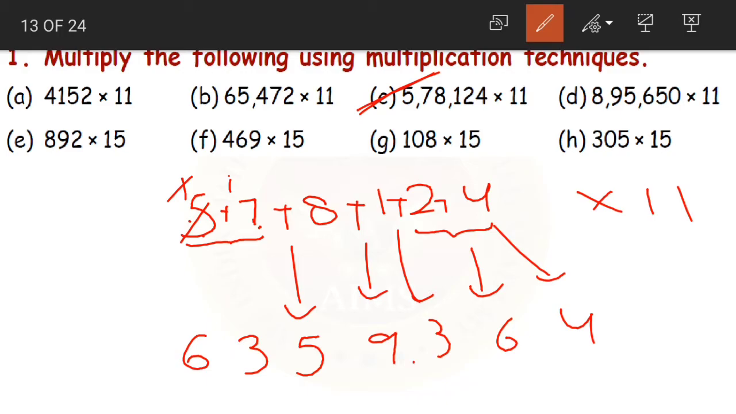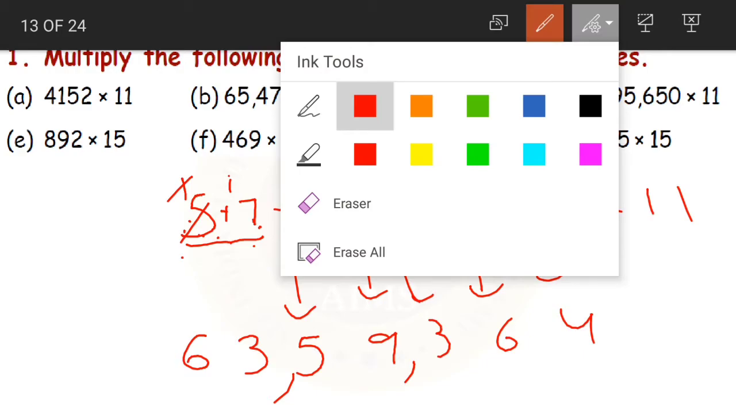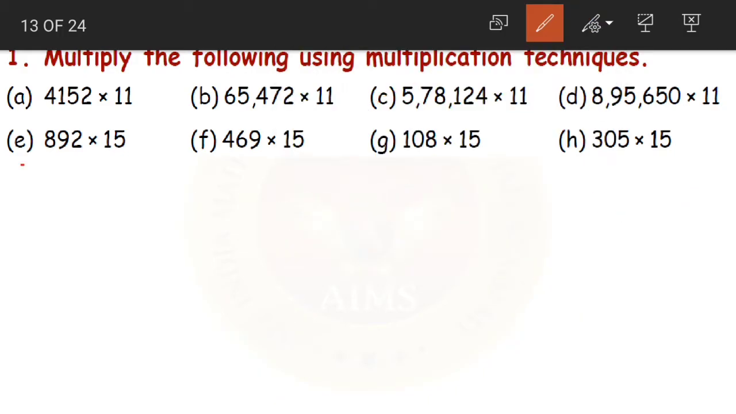What is our final answer here? 63,59,364. Clear, children? Yes, it is easy, right? Just add the next two numbers until you reach the last digit. That is how you get your answer for multiplication by 11. I hope that was clear.